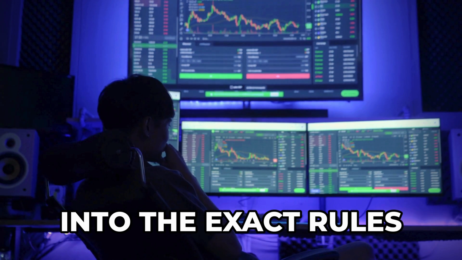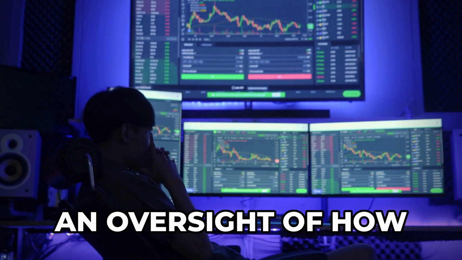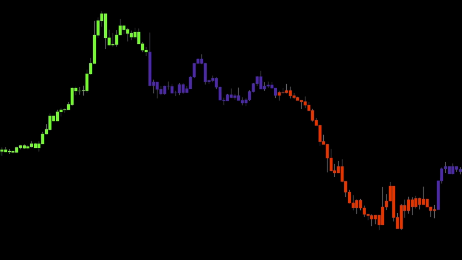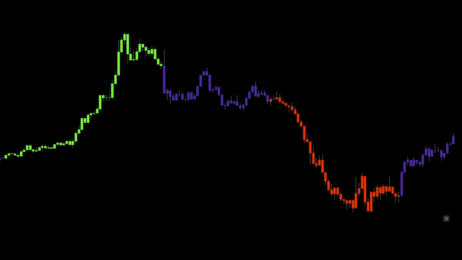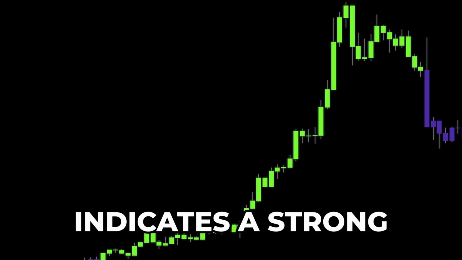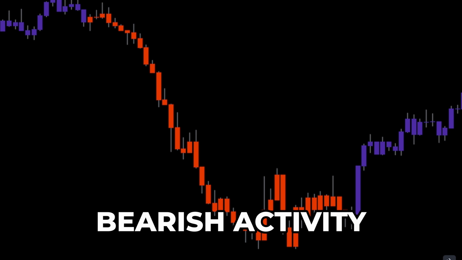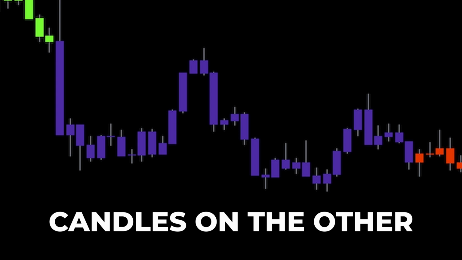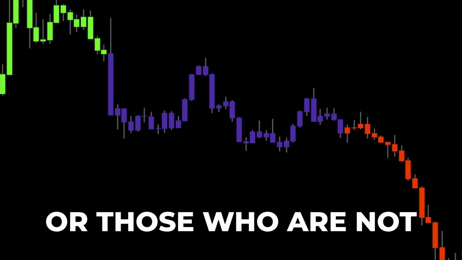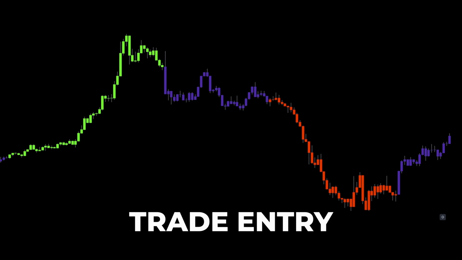Now, before we get into the exact rules for entering long and short trades and to understand when to take profits, let me first give you an overview of how the Signals and Overlays indicator works. Let's first start with the candle coloring, which is set to confirmation simple for our trading strategy. The candle coloring is very simple to understand. If the candles are green, it indicates strong bullish activity. If the candles are red, it indicates strong bearish activity. Purple candles, on the other hand, indicate normal bullish or normal bearish activity. For beginner traders or those who are not advanced LuxAlgo users, I would recommend using only the green and red candles for trade entry confirmations.